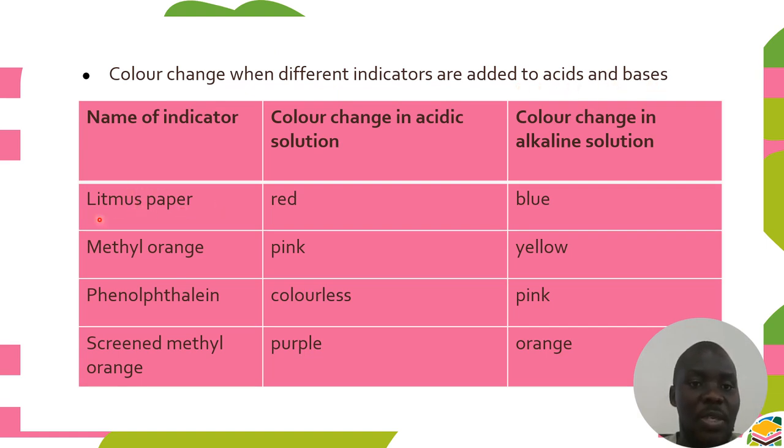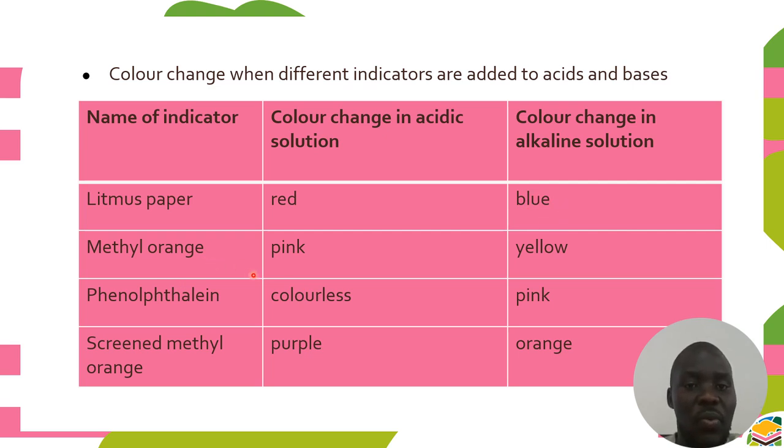So we have first of all litmus paper. We are going to look at litmus paper in detail, but litmus paper usually is an absorbent paper. It can be of different colors, but even if it is of different colors, it will always show the same results when it is dipped in an acid as well as a base. So if you dip litmus paper in an acidic solution, we expect it to change to red. But when we dip it in an alkaline solution, we expect it to change to blue.